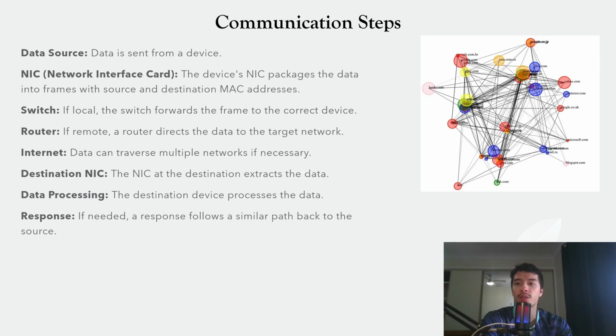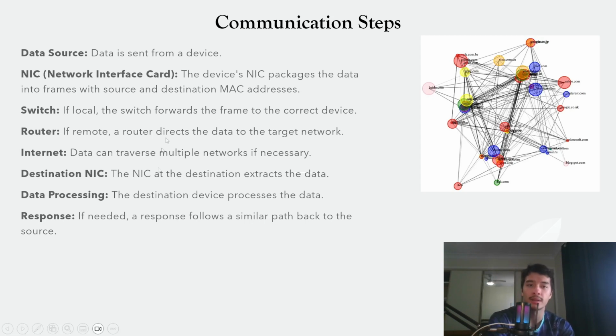Communication steps. So generally what happens is, the data source is sent from a device, and the NIC, right? The device NIC packages the data into a frame with the source and destination MAC address. The switch, which is that hardware device, if local, forwards the frame to the correct device. Router, if remote, a router directs the data to the targeted network. Internet, data can traverse multiple networks if necessary. Destination NIC, the NIC at the destination extracts the data. Data processing, the destination device processes the data. Response, if needed, a response following a similar path back to the source.